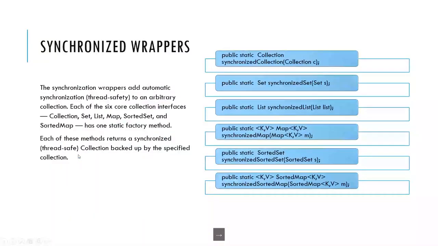Also, we have synchronized wrappers, which make our collection synchronized. For example, if you work with a HashMap, which is not synchronized, and you want to work with this map in a multi-threaded application, you should make this map synchronized, and you can do it using this method.